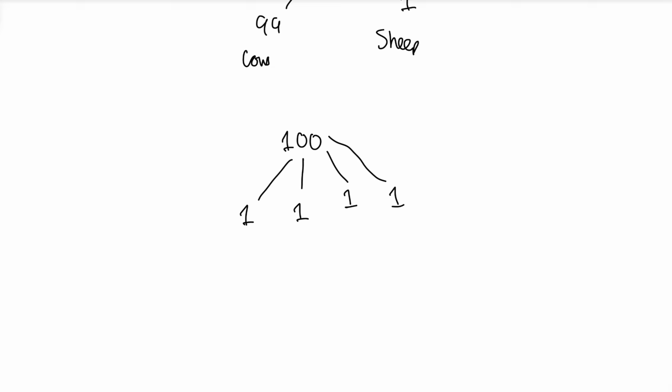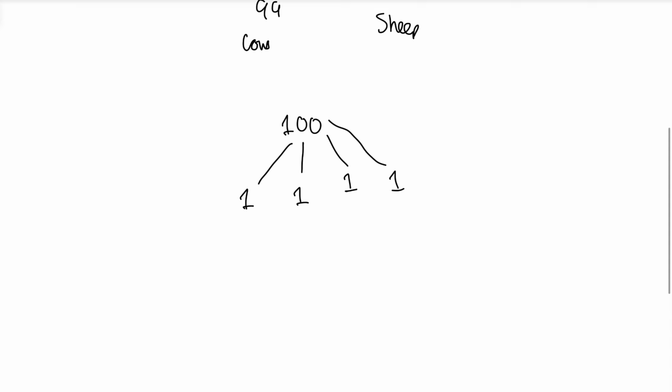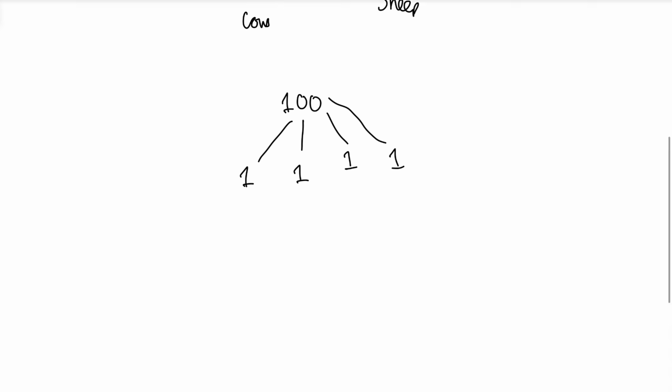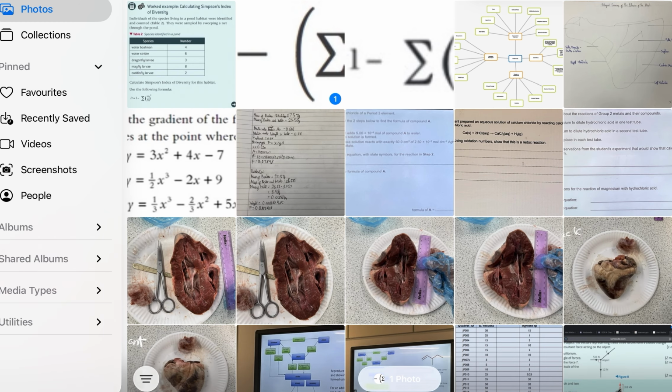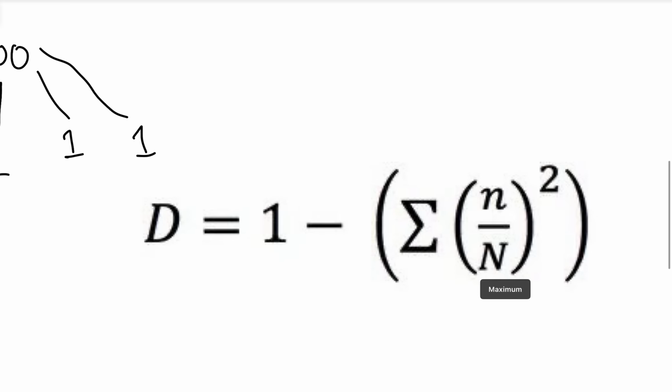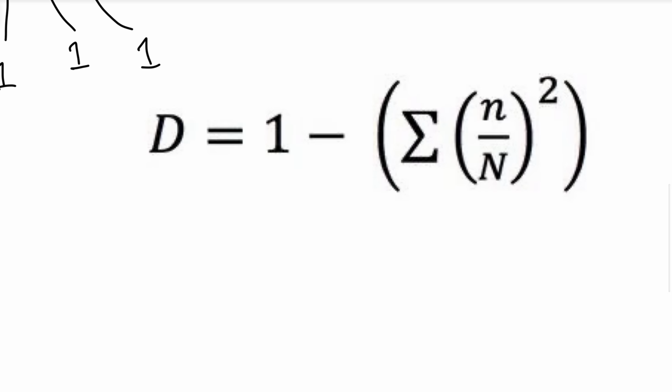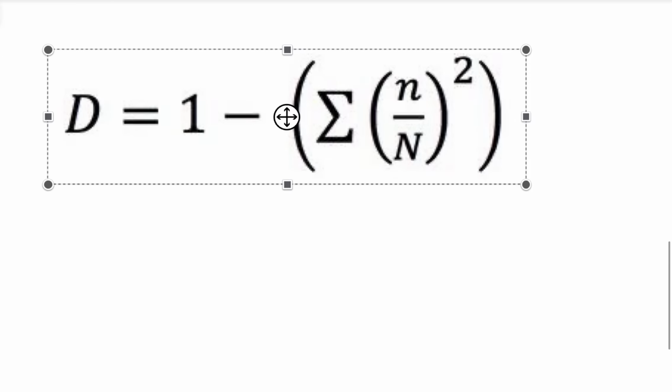A holistic understanding of biodiversity should account for both factors: species richness in the first example and species evenness in the second example. This is where Simpson's index of biodiversity comes in. It considers both species richness and species evenness, and here is the formula for it.